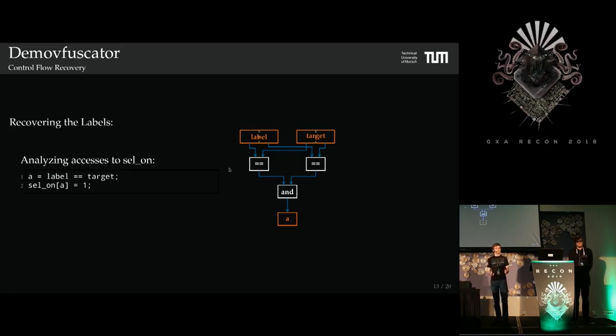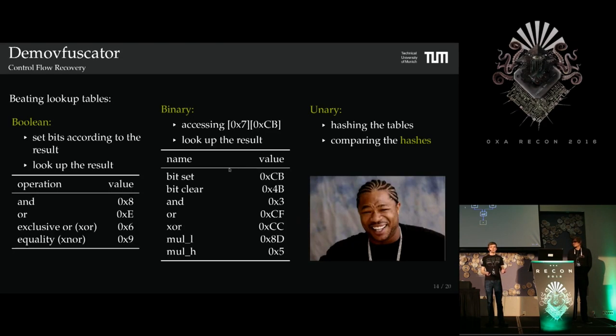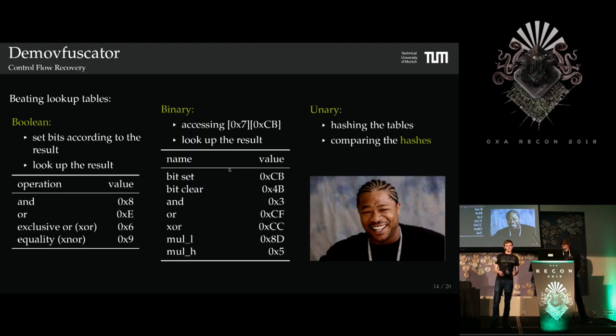And what is the best way to beat lookup tables? Well, you just use lookup tables. This works for binary and Boolean operations. For binary operations, we access a specific element in the lookup table, which is distinct to this lookup table, so we make sure no two lookup tables have the same value there. And for Boolean operations, we calculate a score based on the results.